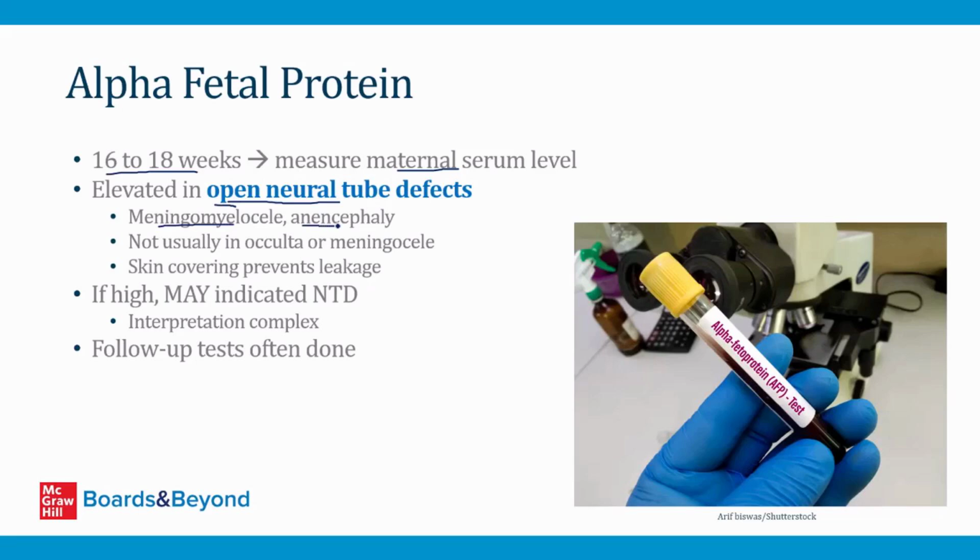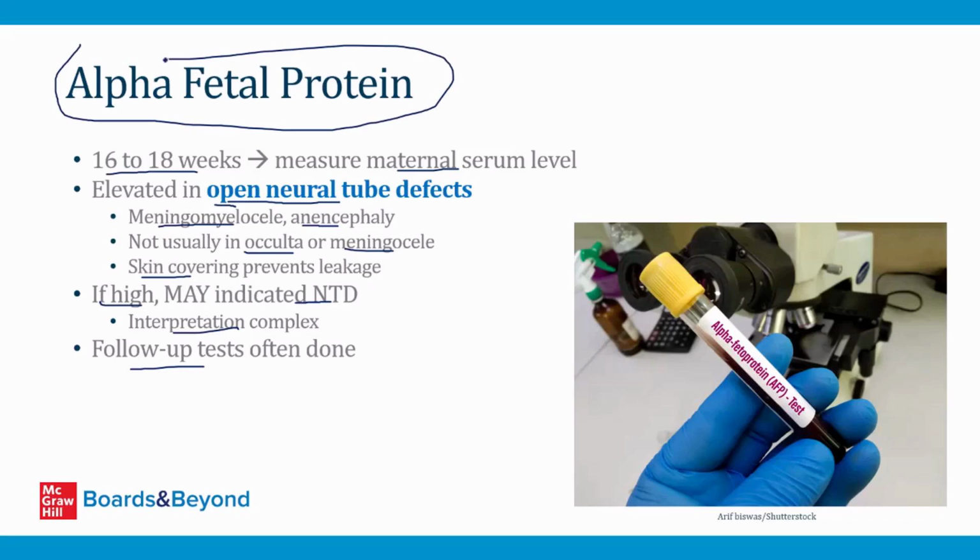In contrast, the level is not usually elevated in spina bifida occulta or meningocele because those are closed neural tube defects where there is skin that covers the defect, and this prevents leakage of alpha-fetoprotein into the maternal circulation. Now, in actual practice, you need to be aware that if the level of alpha-fetoprotein is high, this may indicate a neural tube defect, although it does not definitely indicate that one is present. The interpretation is complex and follow-up tests are often done. But what you want to know at the Step 1 USMLE type level is basically that the alpha-fetoprotein level can go up in open neural tube defects.